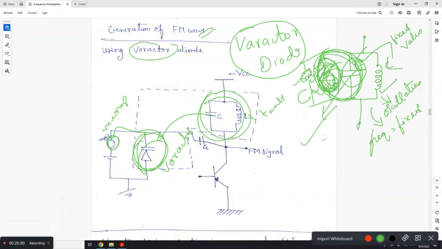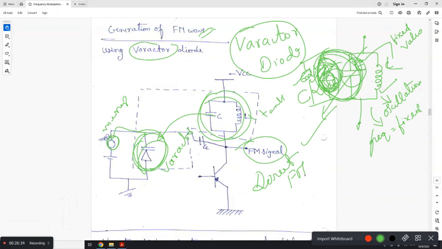And of course, you know, the tank circuit will generate oscillations, right? Ultimately what you're going to get here is an FM wave. This is called the direct method of generation of FM wave. Why is it called the direct method? Because we directly generate a wideband frequency modulated wave. Have you understood this? Okay?